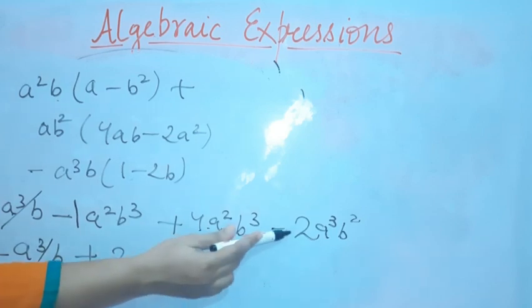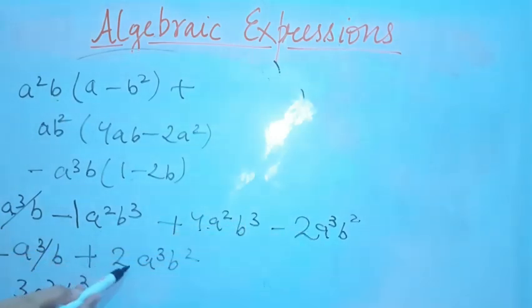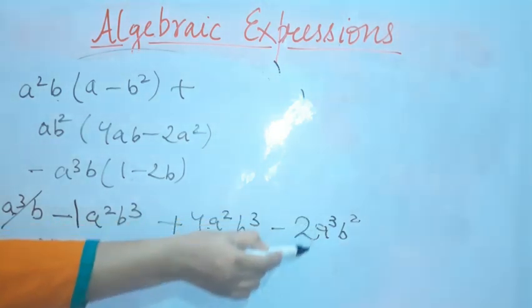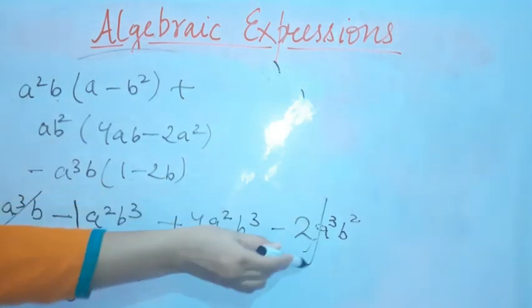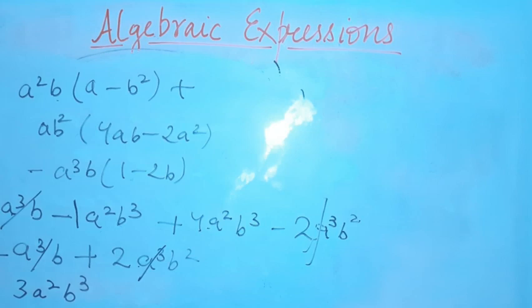Now a cube b square. We have to solve this. This is minus 2a cube b square, and this is plus 2a cube b square. This also will be cancelled. So the final answer will be 3a square b cube.